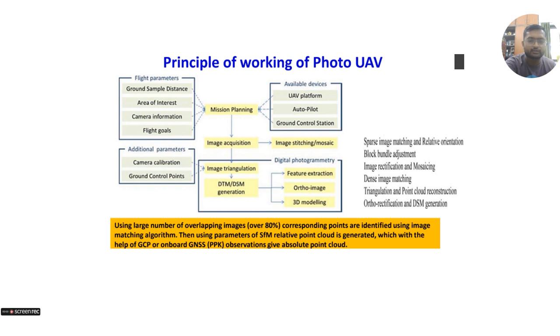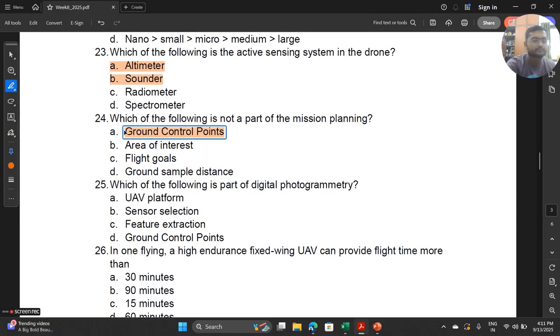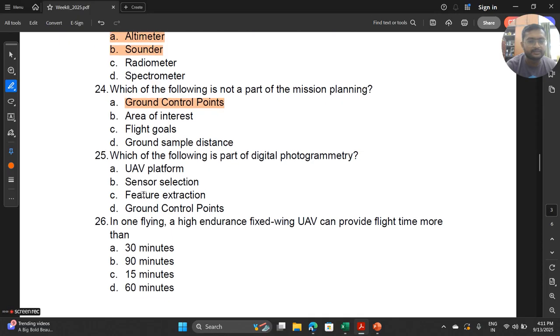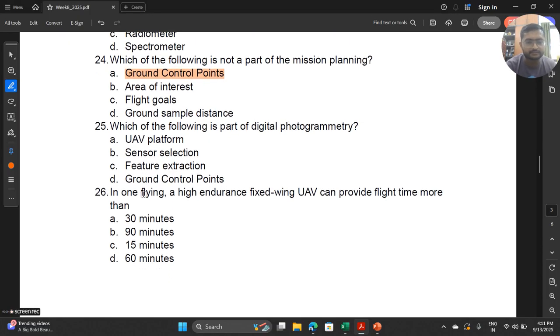Feature extraction, ortho image, 3D modeling, DSM, DTM generation, all those things will come during digital photogrammetry. So which of the following is a part of digital photogrammetry? Feature extraction. Yes.